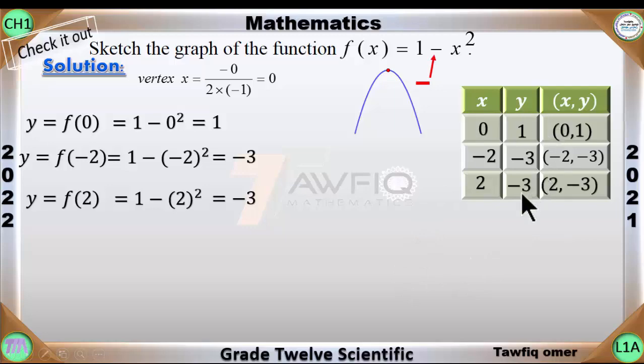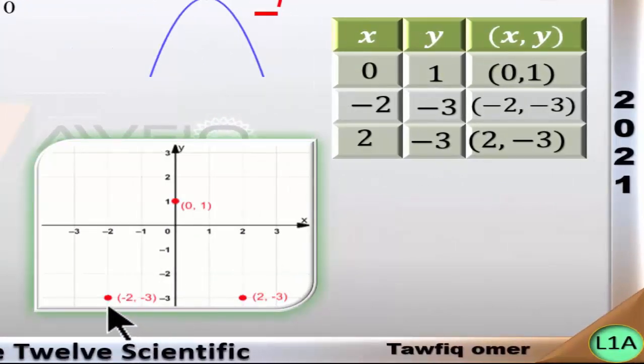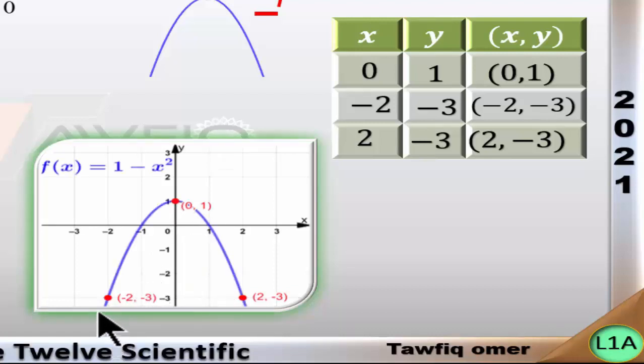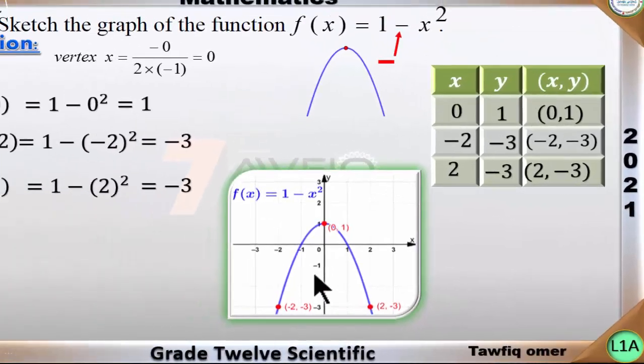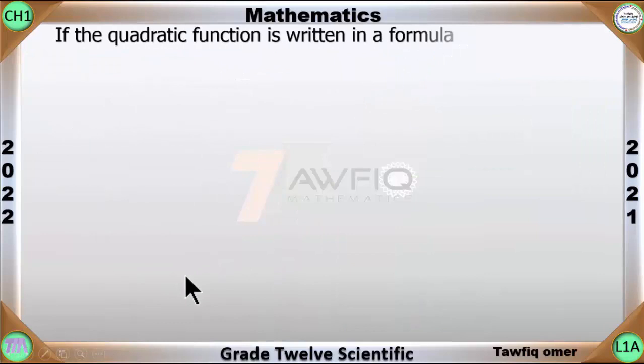Plot these 3 points on coordinate. This is minus 2, minus 3. This is 2, minus 3. And this one is 0, 1. And draw the graph like this. This is the graph of the function f(x) equal 1 minus x squared.